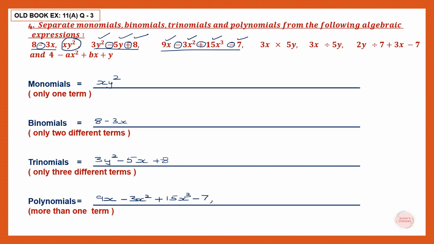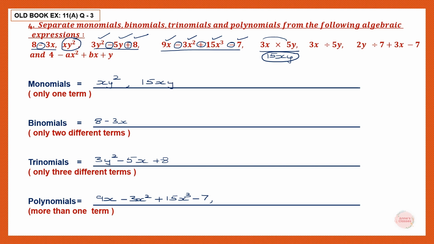Let's look at the next one. 3x into 5y. Now we don't have a plus or a minus sign. Okay, that means I can make this one term. How can I make this one term? Multiply 3x into 5y. 3 into 5 is 15. X into y is xy. So now we have 15xy, which is just one term. So if it is one term, it is a monomial. So that is 15xy. So 15xy is a monomial.